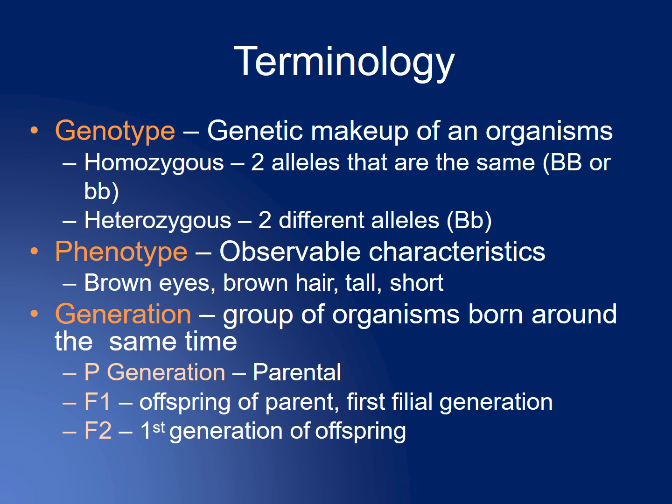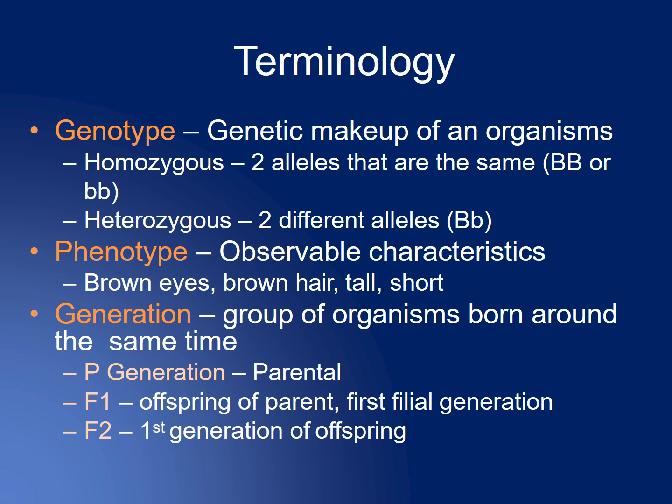Genotype is the genetic makeup of an organism. Genotype is homozygous when two alleles are the same, for example, either capital double B or small double b. And they are heterozygous when the two alleles are different, like capital B and small b. Phenotype is the observable characteristics, like brown eyes or brown hair, a tall or a short person.